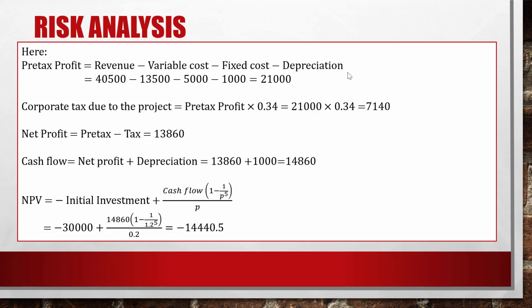And the NPV is the cash flow times 1 subtract 1 over P to the fifth, the whole thing over P, subtract initial investment. Here, P is the cost of capital. Remember in the video of cost of capital, I showed you how to compute the cost of capital both when tax is involved and when tax is not involved. So here we assume that the cost of capital is 0.2, okay? So we got the NPV here is negative 14,040.5. So this is how we calculate the risk analysis.